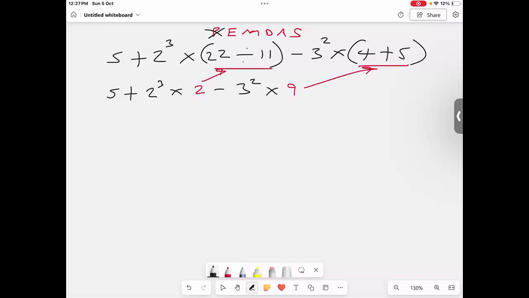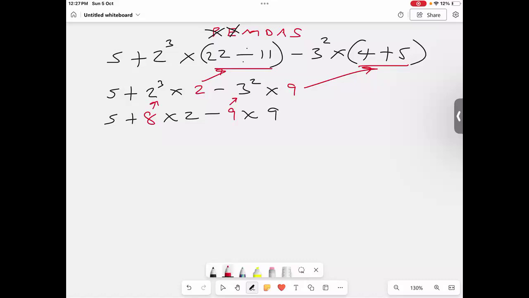Okay, continue. Now we're going to work out our exponents because that's what comes next. So 5 plus 8, whoops, let's write this 8 in red. 5 plus 8 times 2 minus 3 squared is 9 times 9. So this becomes the answer for this part here, and that's the answer for this part here.